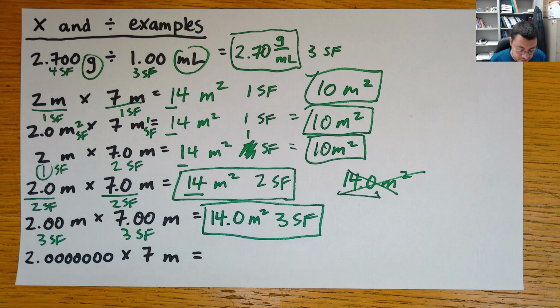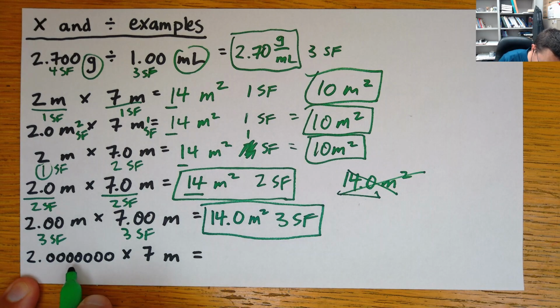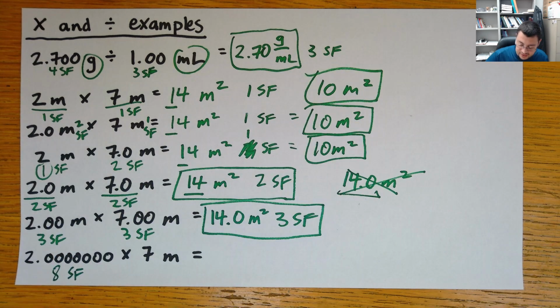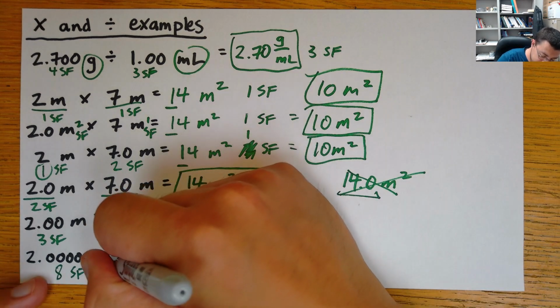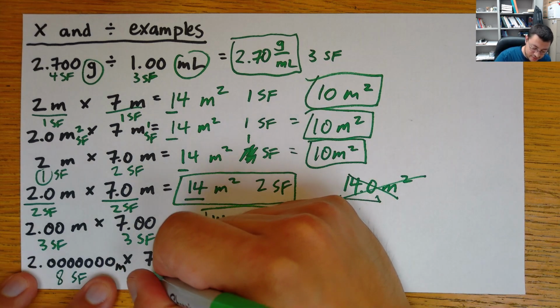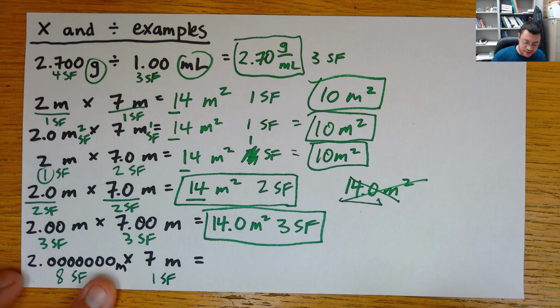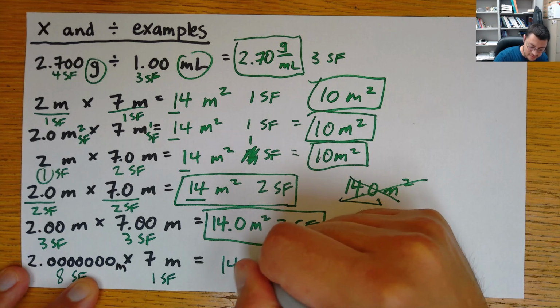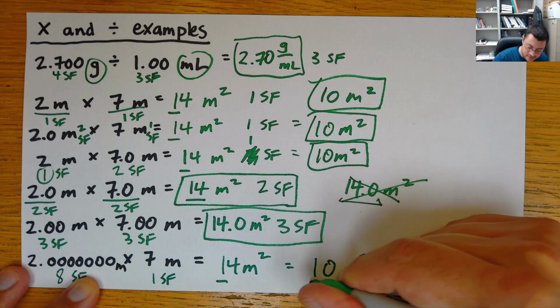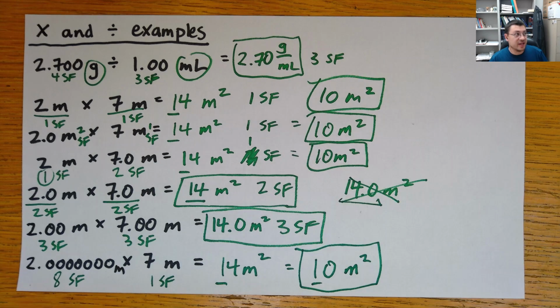All right, let's do this last problem. So this measurement here has 1, 2, 3, 4, 5, 6, 7, 8 sig figs. Okay, someone measured that perfectly. Oh, I'm missing a unit. I meant for this to be meters. But this measurement here was not done very precisely. So, once again, we would have 1 sig fig in our answer, even if the first one was done very precisely.